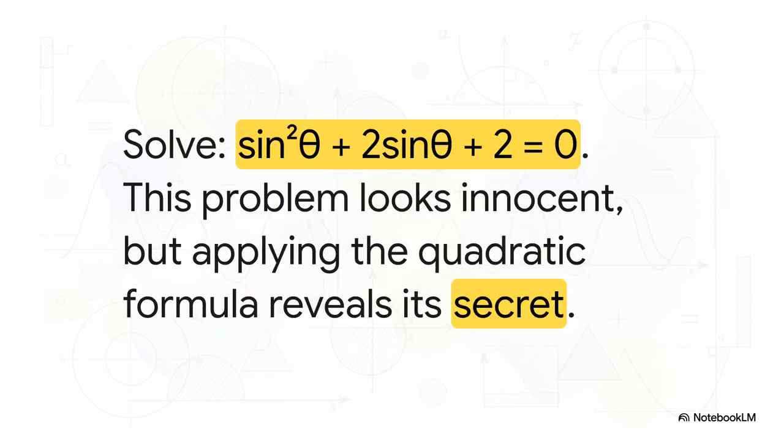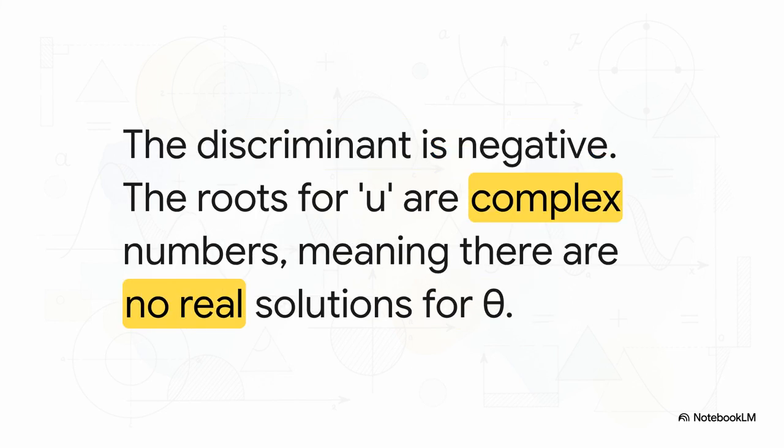All right, now for a really fascinating case. What happens when the hidden quadratic itself doesn't even have any real solutions? This problem looks pretty innocent, but it's hiding a totally different kind of secret. When we use the quadratic formula here, we end up with a negative number under the square root. Now, what does that mean? It means our solutions for u are complex numbers. And since the sine of a real angle can never be a complex number, it means this equation has no real solution at all. Case closed.